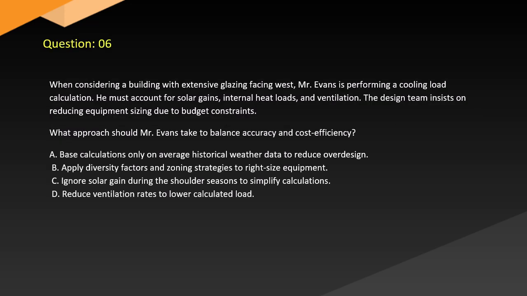Question 6. When considering a building with extensive glazing facing west, Mr. Evans is performing a cooling load calculation. He must account for solar gains, internal heat loads, and ventilation. The design team insists on reducing equipment sizing due to budget constraints. What approach should Mr. Evans take to balance accuracy and cost efficiency?